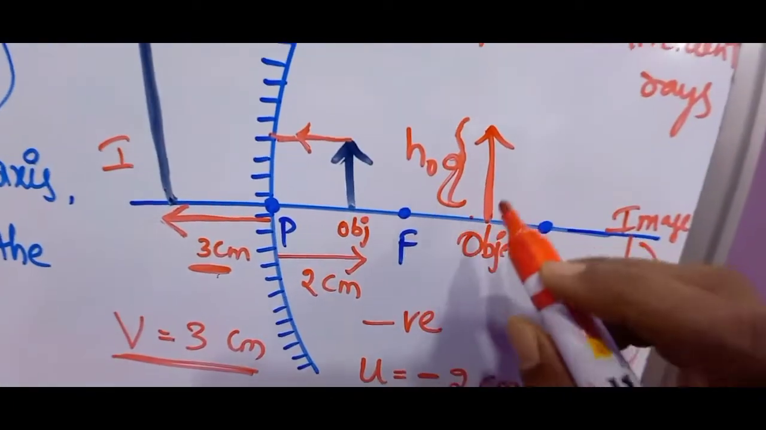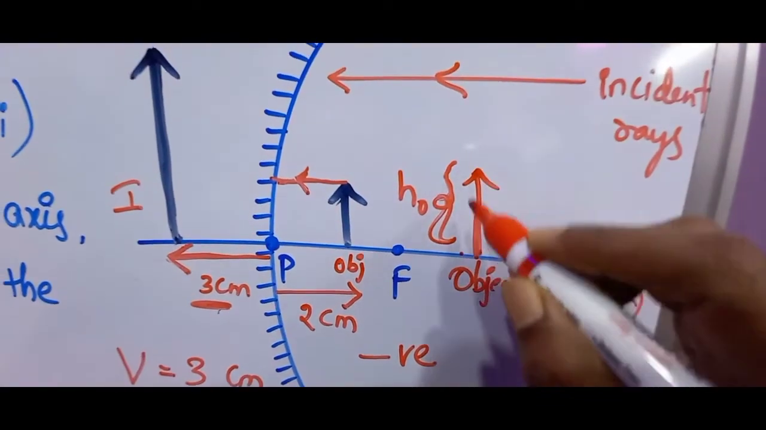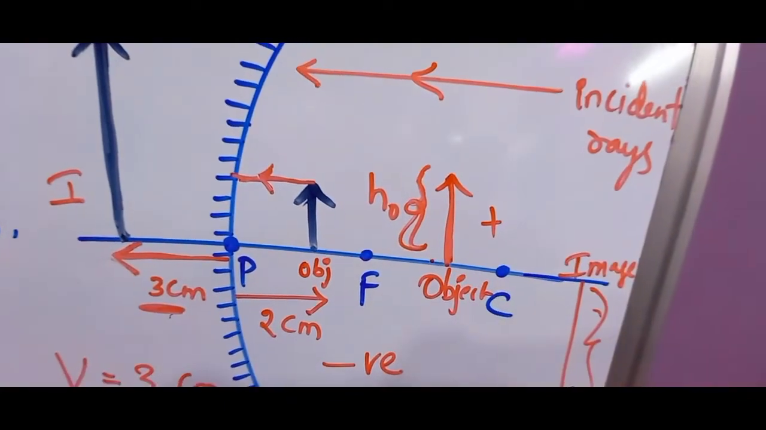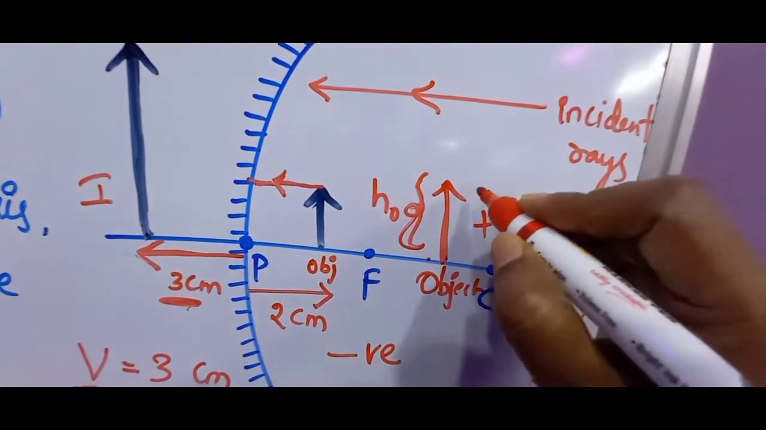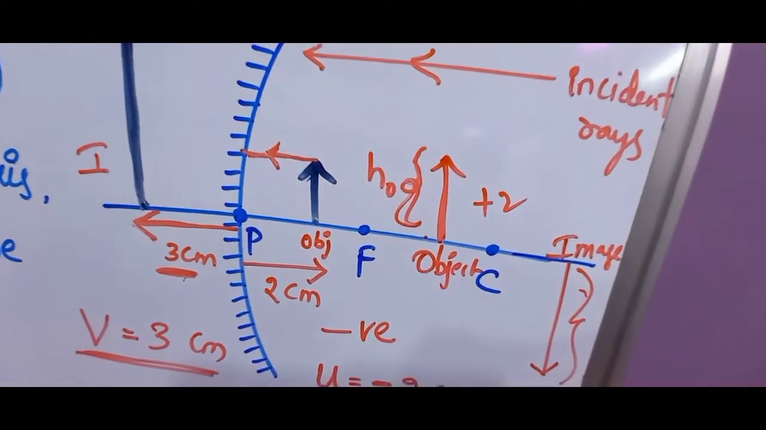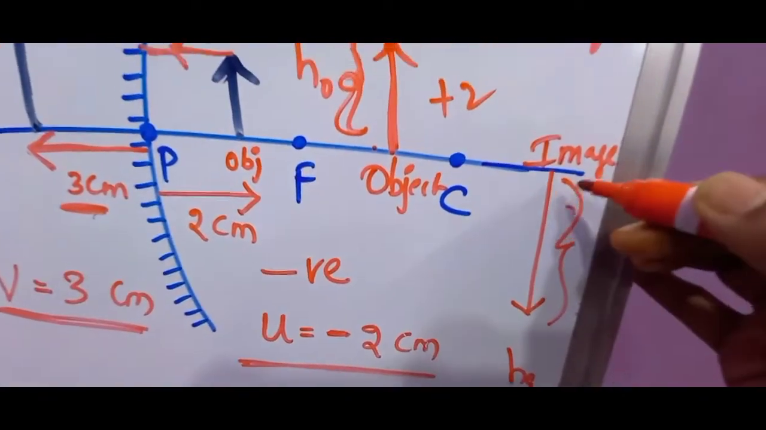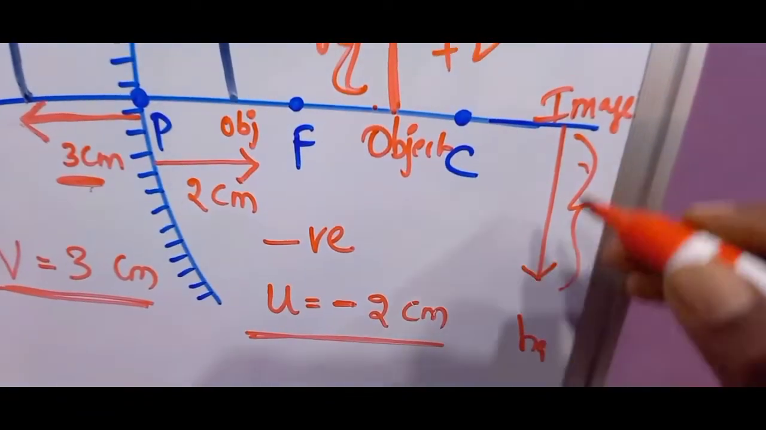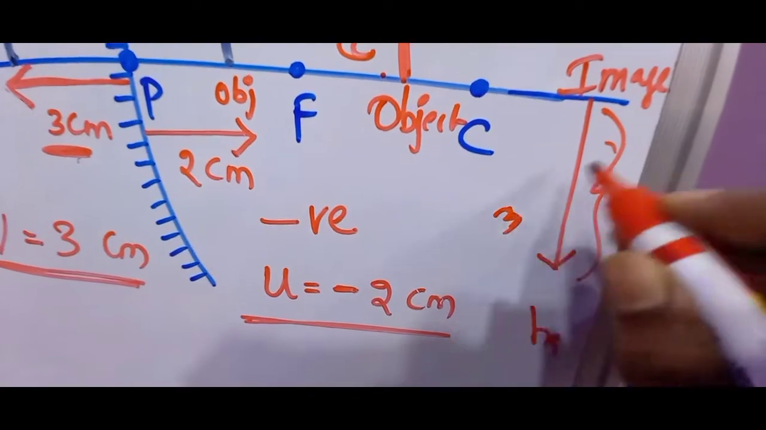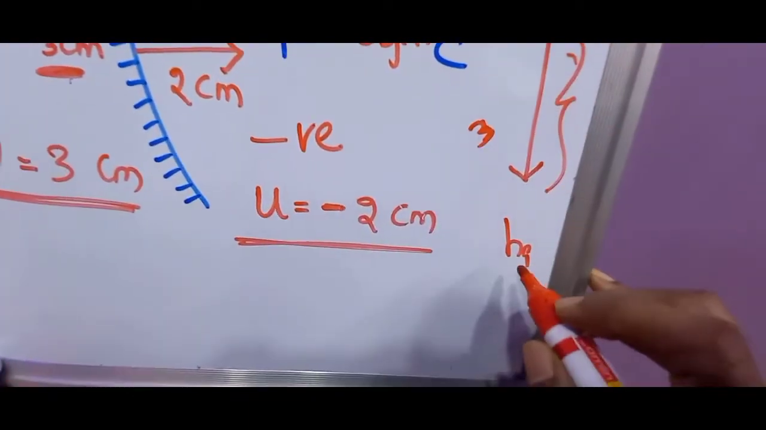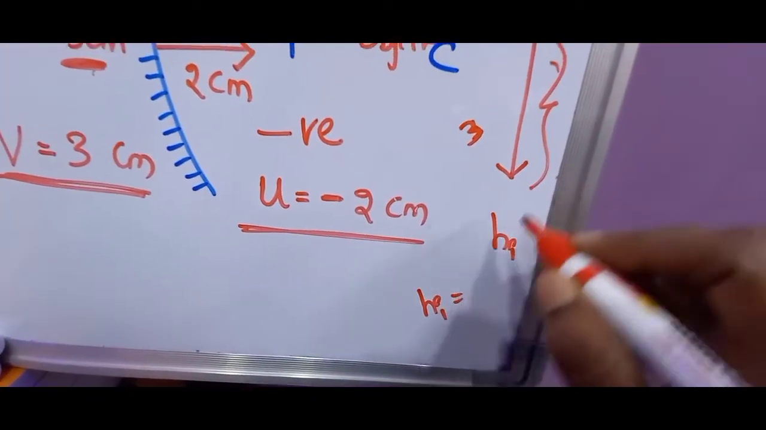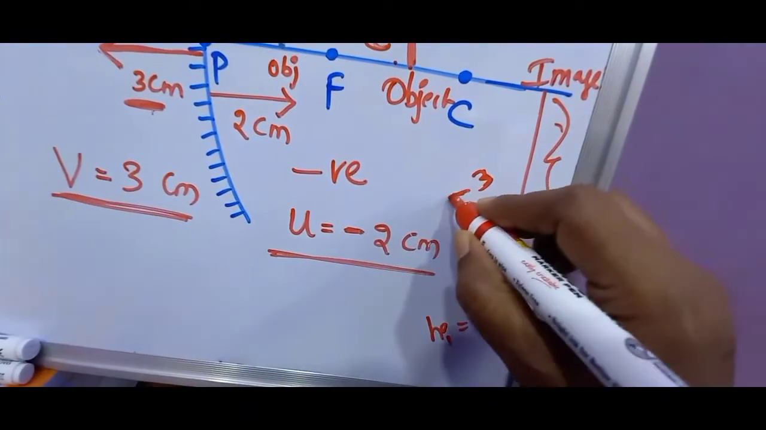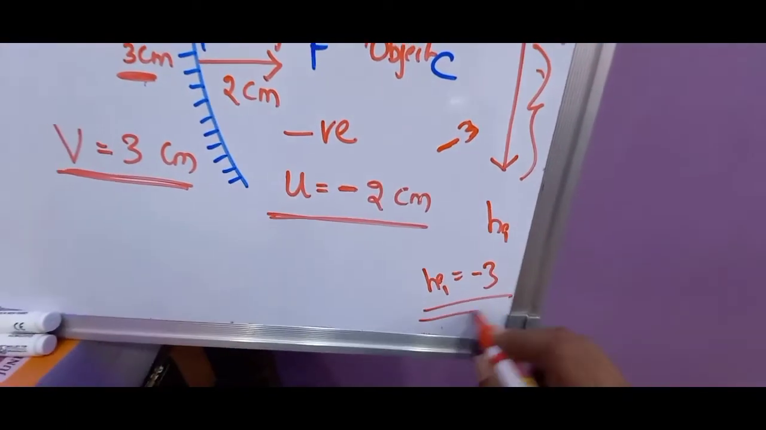See, this ho should be measured from the principal axis in the upward direction. Hence in the upward direction we are measuring, it should be taken as a positive quantity. Suppose from here to here there are 2 centimeters, then we have to take it as +2. And the height of the image, how can we measure it? From the principal axis in the downward direction. Suppose here to here it is 3 centimeters in magnitude. Then the height of the image, hi, is equal to, since we are moving in the downward direction from the principal axis, we have to take it as a negative quantity. Therefore hi is equal to -3.